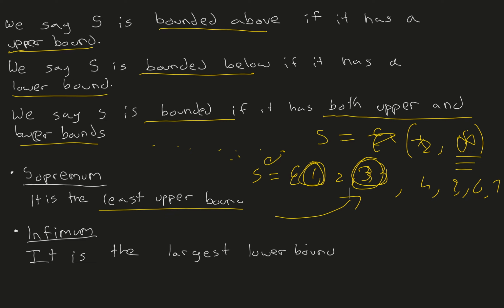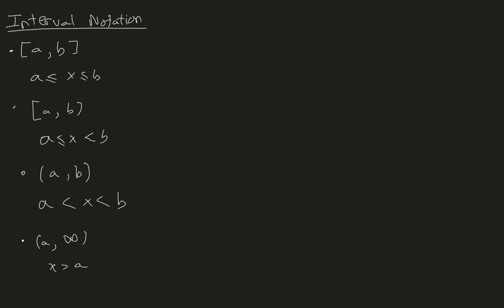And 3 is the supremum of the same set. So let's take a look at some interval notation before we dive into some examples. In interval notation, whenever you notice these square brackets, that means it's greater than or equal to. So for example, if you consider this 1, 2, that means this set includes both 1 and 2.